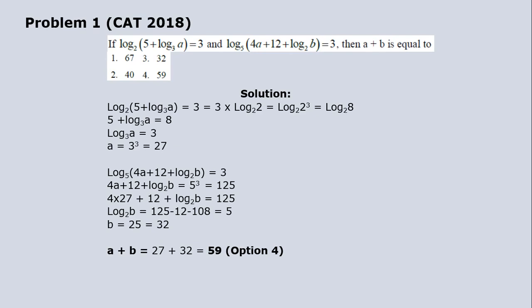Moving to equation 2 to find the other variable b. This equation is basically saying that the sum of 4a plus 12 plus log of b to base 2 is 5 cubed, which is 125. You can use the value of a, which we have already derived, and then simplify to get log of b as 5, and therefore b would be 2 to the power 5, which is 32. And therefore a plus b will be 59, which is option 4.